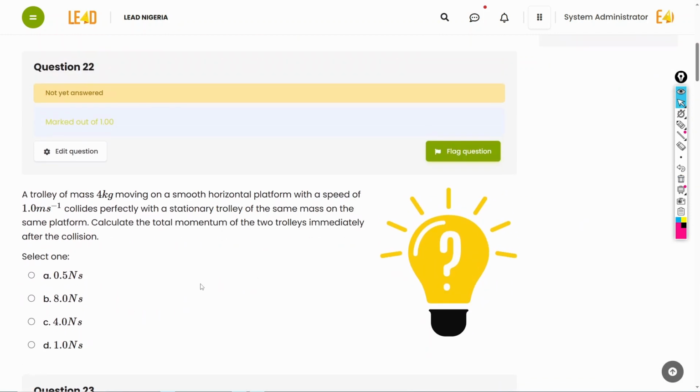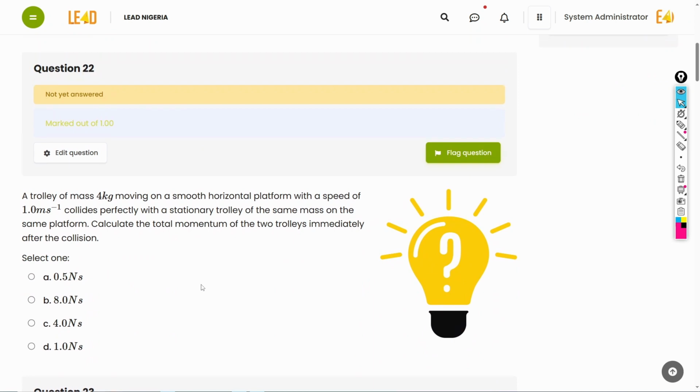22 says, a trolley of mass 4 kg moving along a smooth horizontal platform with a speed of 1 meter per second collides perfectly with a stationary trolley of the same mass on the same platform. Calculate the total momentum of the two trolleys immediately after the collision. Okay, good. So we are asked to calculate the momentum after, all right?